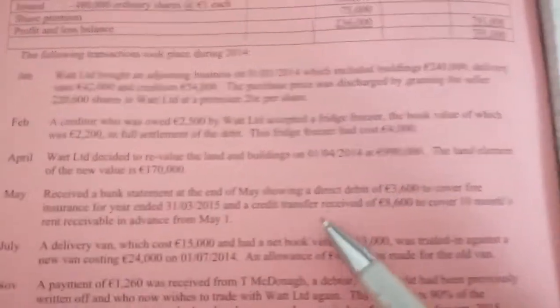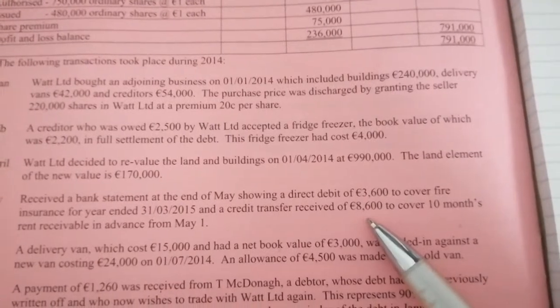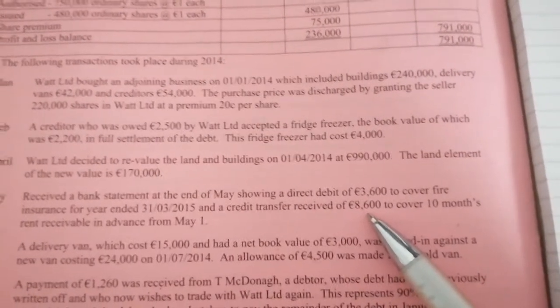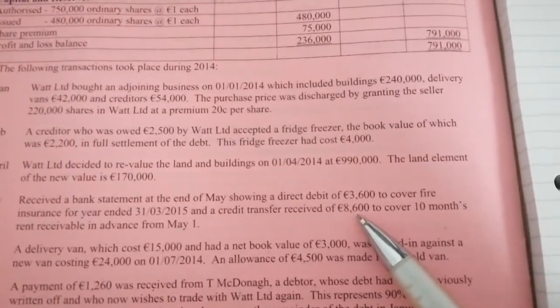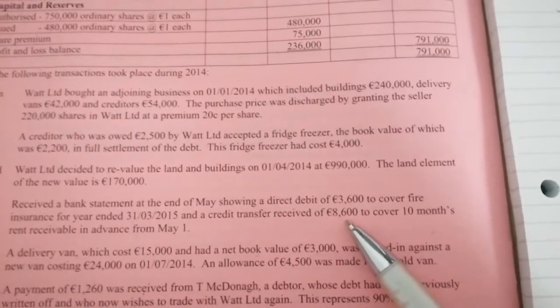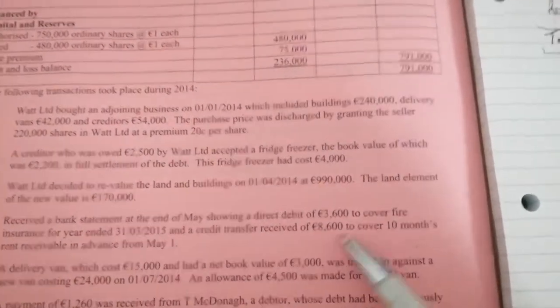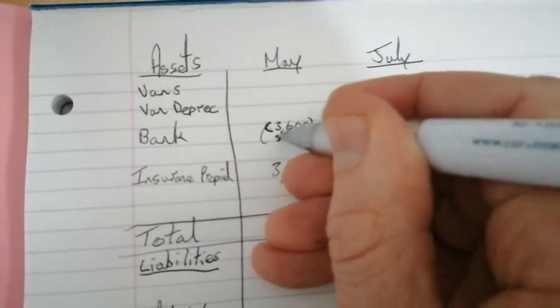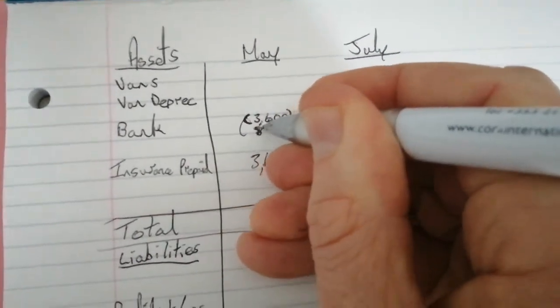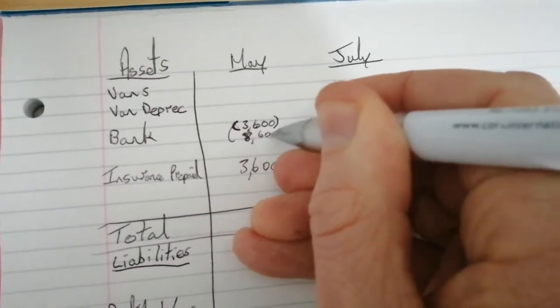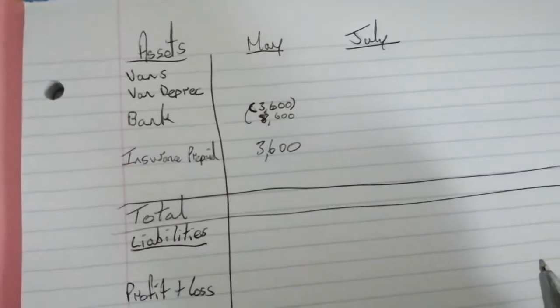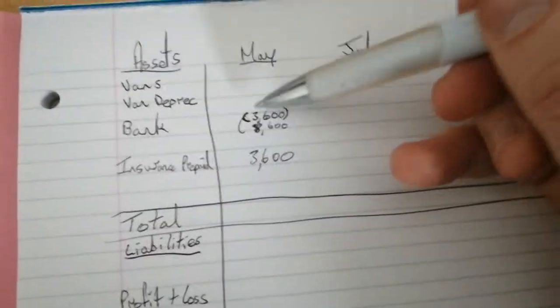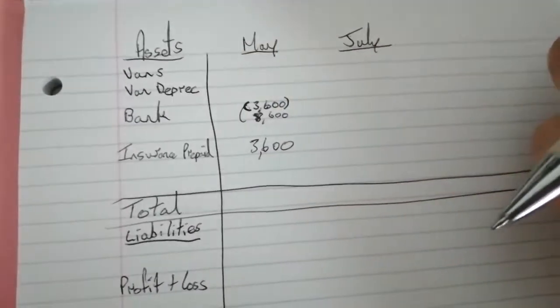So we've got a credit transfer received, 8,600. So money received, 8,600. The easy thing first is to go to the bank. What happens when we receive money? Our bank account goes up. So our bank plus 8,600 here. Oh, that's very bad writing. 8,600. Okay. And as I say again, pretend this minus 3,600 and this plus 3,600 are not there.